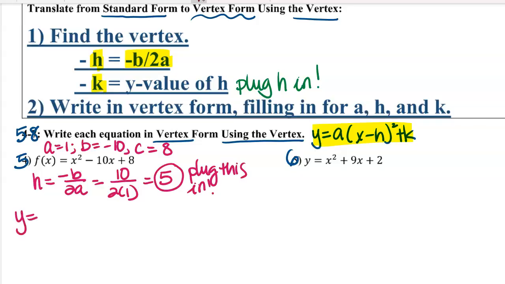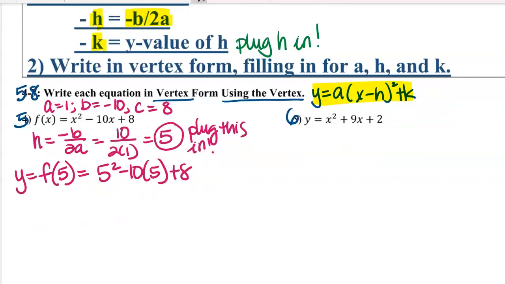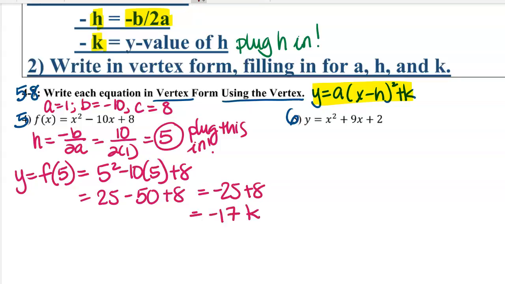Then plug this in to find your k value. The k value is the same as getting the y coordinate. So plug in 5: f of 5 equals 5 squared minus 10 times 5 plus 8. 5 squared, students, is going to be 25, minus 50. Drop down the 8. 25 take away 50, that's negative 25. Drop down your 8. So this is going to give us a negative 17. And students, this is the y coordinate, so this is the k value.